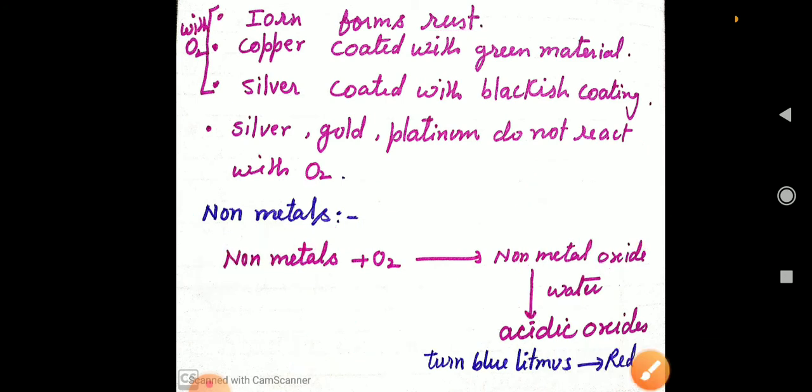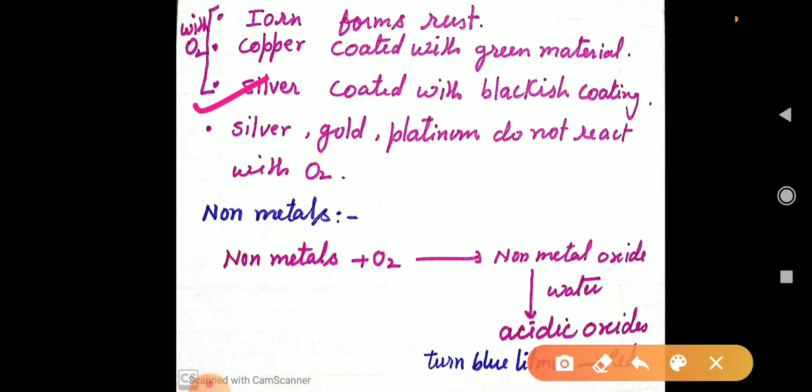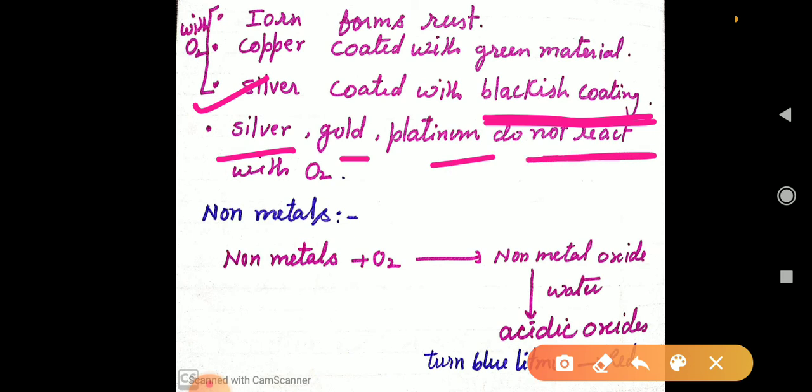Now next is silver. Silver also reacts with oxygen, or we can say with air, and a blackish coating is deposited. A blackish coating is formed over silver articles. Silver, gold and platinum are mostly non-reactive, so they do not react with oxygen.